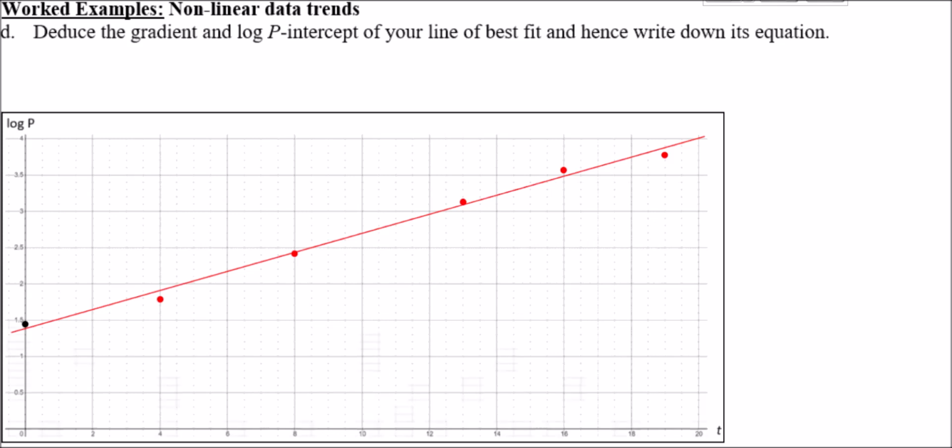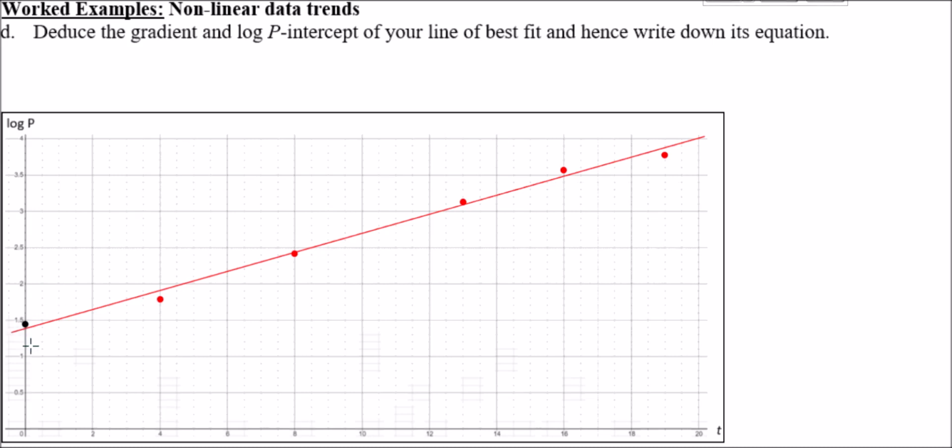Part D. What we need to do next is, using this scatter graph, to deduce the gradient and log p-intercept of the line of best fit, and from that work out the equation of the function. So what we need to do here is to just remind ourselves of what we had. Doesn't really matter if we go for the log p-intercept or the gradient first, but I'm just going to do the log p-intercept.